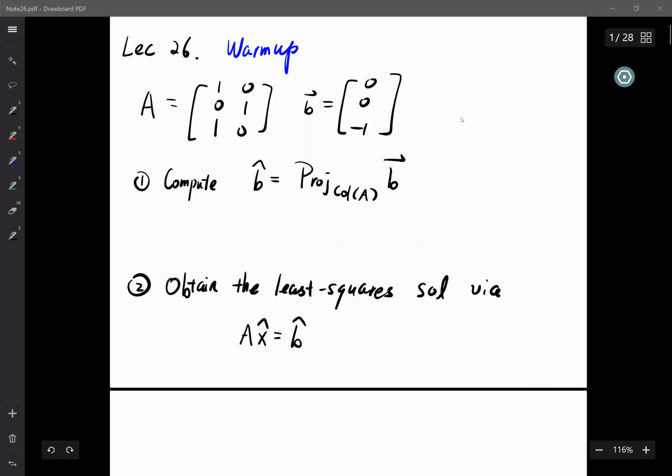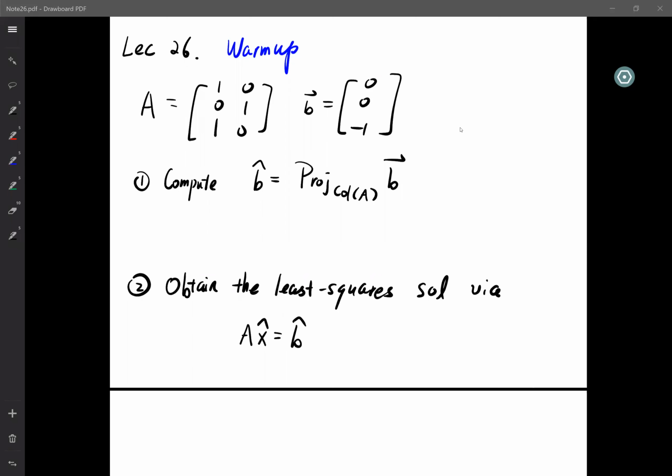First of all, we're going to have a warm-up problem. This is matrix A, a 3 by 2 matrix, and B is (0, 0, 1). So it's a length 3 vector. You can try to solve Ax equals B, and you'll find that there's no solution.